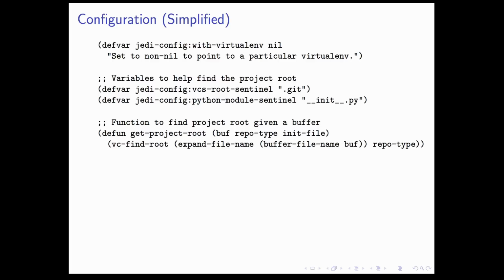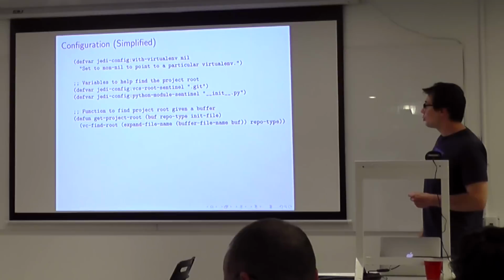I've used defun to define a function that I've called getProjectRoot that takes 3 arguments: the buffer, the repository type, and the init file. The third argument is just so I can define multiple functions with compatible signatures. I have, again, the more complicated version of this function does use the init file variable. So what does this do?